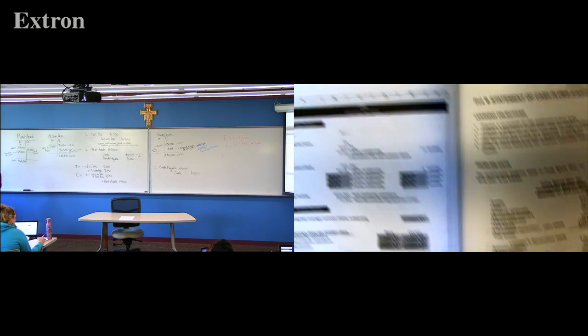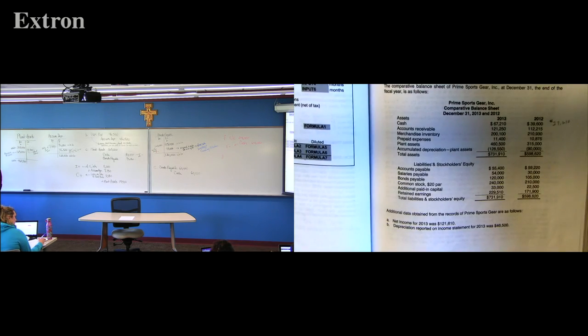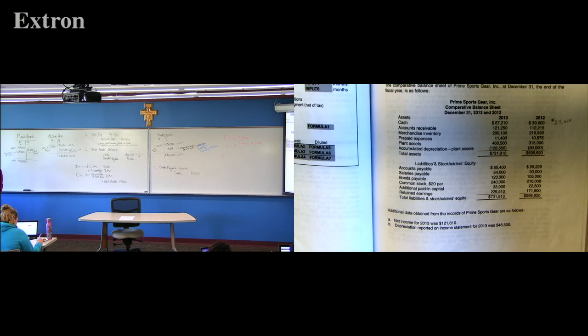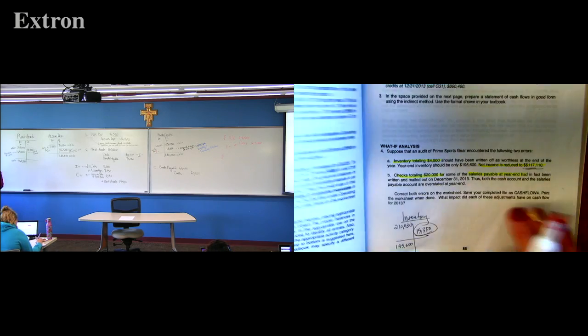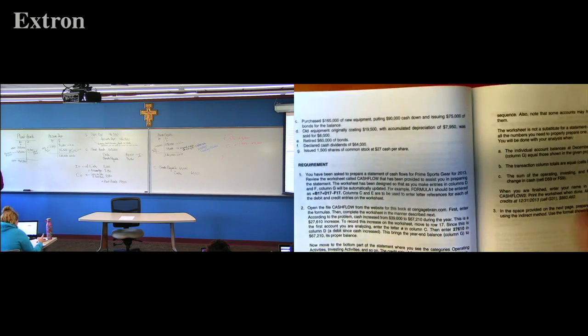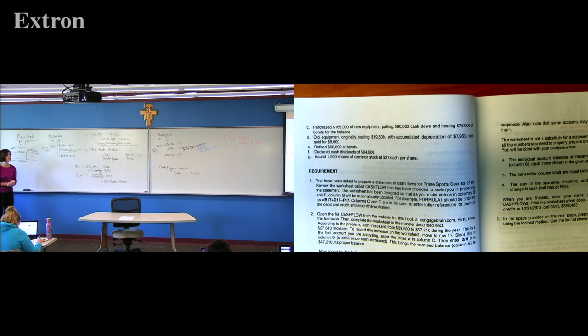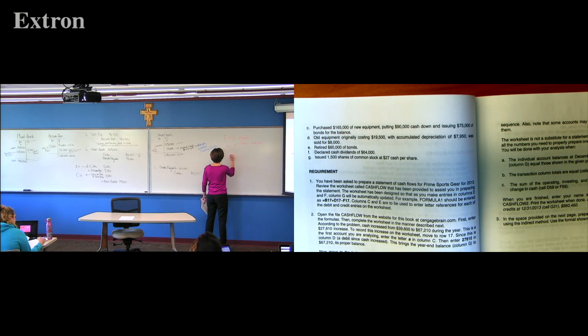If we go back to the stockholders' equity section, you'll see that common stock is listed at $20 par, right? I need to know that for this particular transaction because I'm issuing, or selling, my shares for a price that is greater than par value. So I want to debit cash, and the amount of cash that I'm getting is 1,500 shares times $27 per share, which when I do the math, I get 40,500. If somebody just wants to double check my math, that would be great.